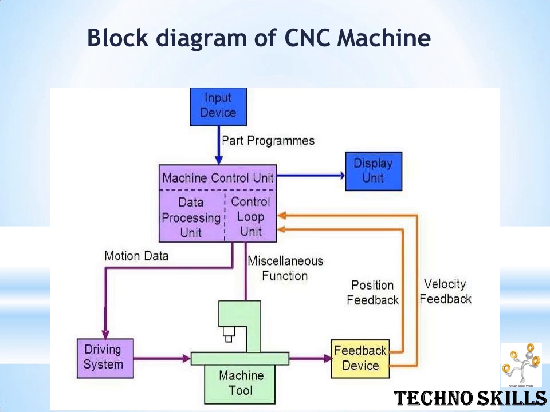In the machine control unit we have two sections. One is called the data processing unit. The data processing unit is meant for processing your program. It processes the input and gives the output to the concerned output device. The next one is the control loop unit, and this control loop unit is going to control the feedback system of the CNC machine.